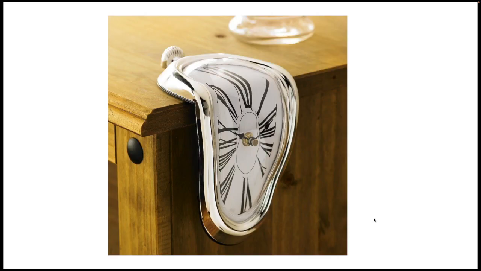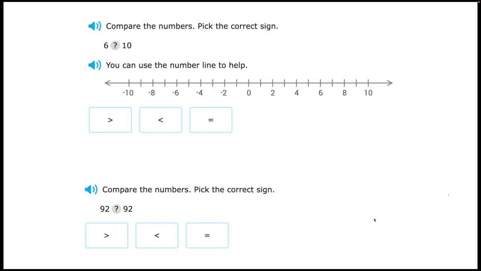Okay, it's time for you to practice what you just learned. So go ahead and pause your video and try these two numbers that are up on your screen. And when you are ready to check your answers, go ahead and unpause the video.